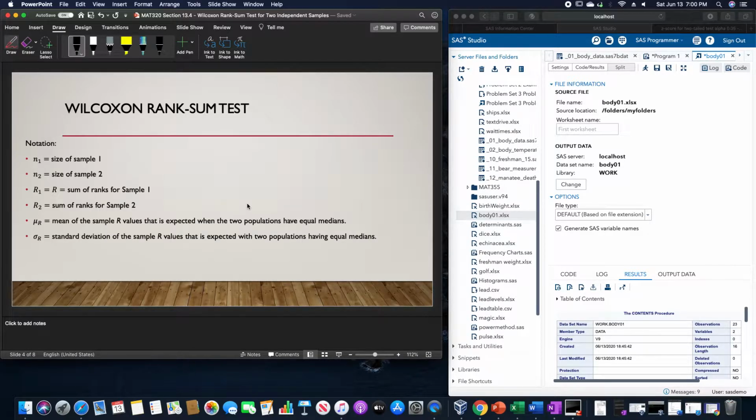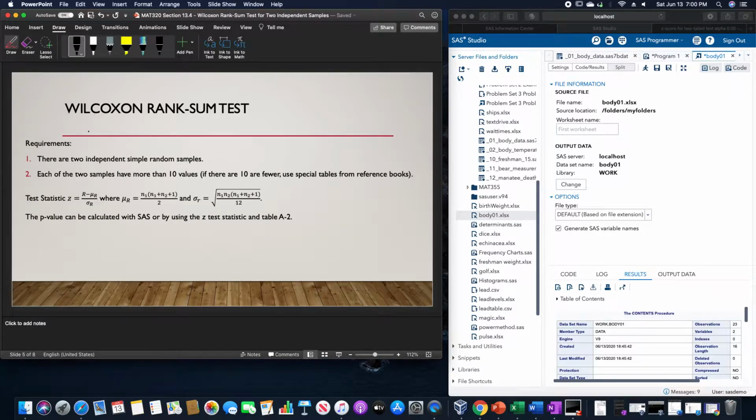And the notation that we're going to use is N(1) for the size of sample 1, N(2) is the size of sample 2, R(1), which will be equal to R, is the sum of ranks for sample 1, R(2) is the sum of ranks for sample 2, mu(R) is the mean of the sample R values that is expected when the two populations have equal medians, σ(R) is the standard deviation of the sample R values that is expected with two populations having equal medians.